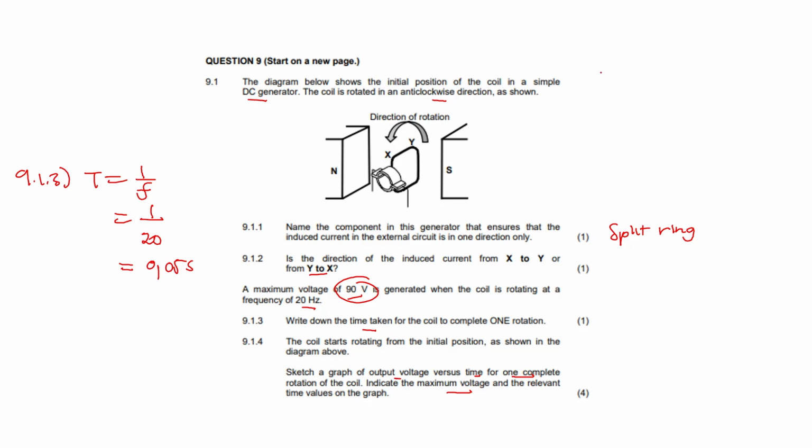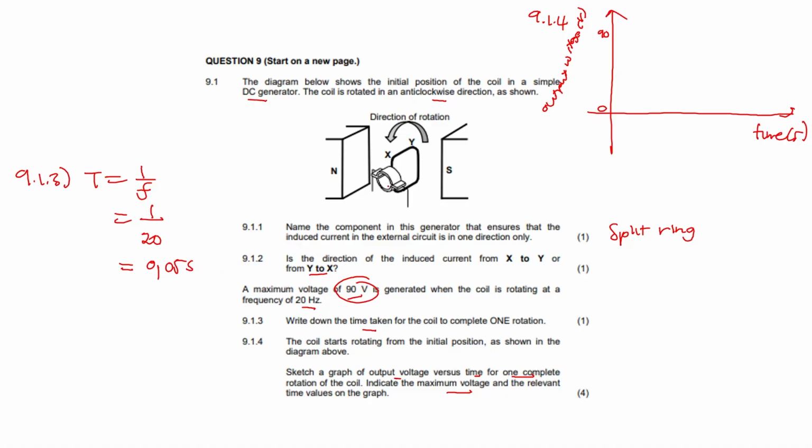Okay, so I'm just going to write it here on the side. 9.1.4. I'm first going to draw my axis and label it. Time is going to be here, in seconds, and they want output voltage, so output voltage is in volts. My maximum voltage is 90 as given, and it will start at 0.